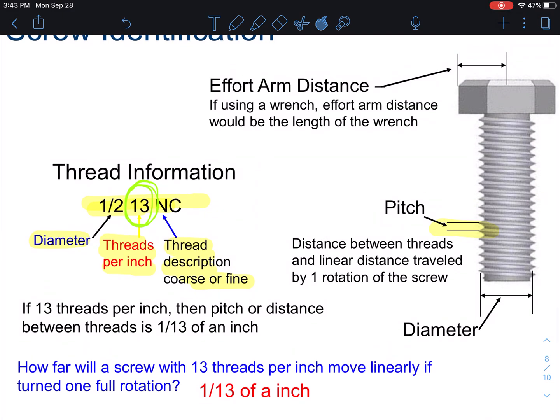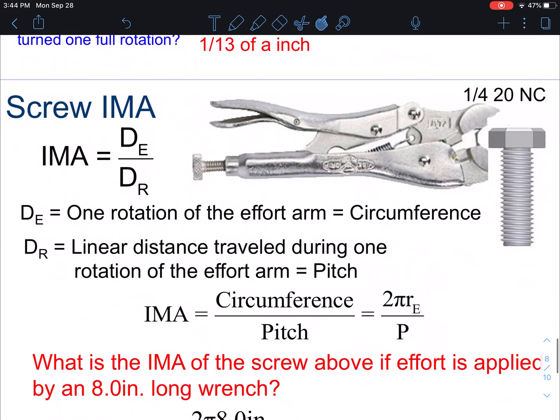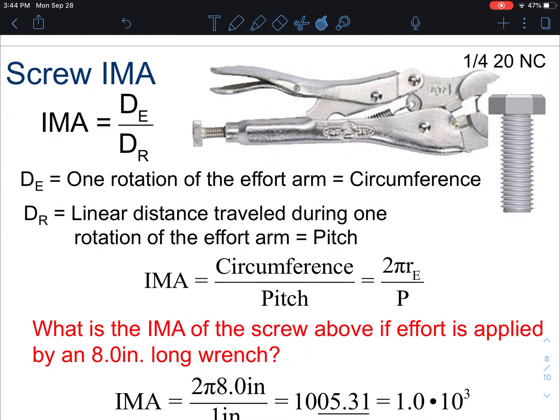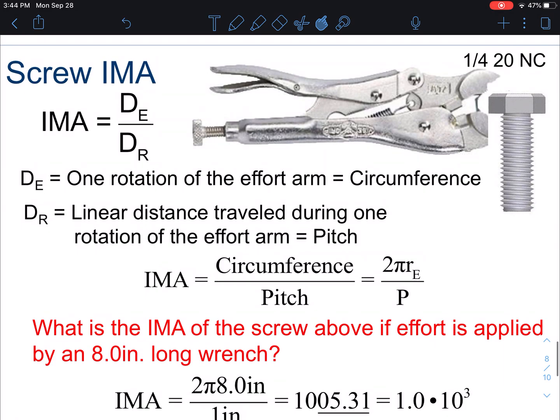Sometimes it's abbreviated as TPI. Okay, you're going to need to know that because sometimes that's what you'll see. When you're calculating the IMA, we're comparing the circumference of our effort compared to, in this case, the pitch. When you turn this wrench one full turn, the screw will move the distance of the pitch.